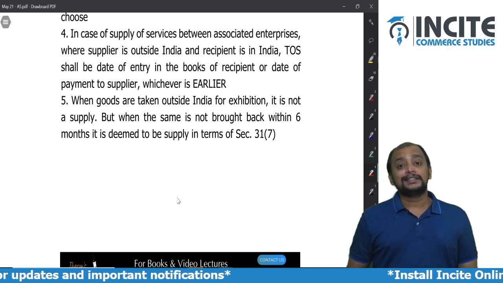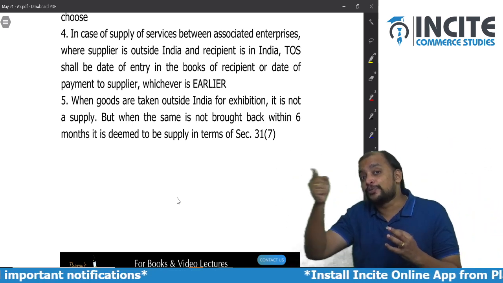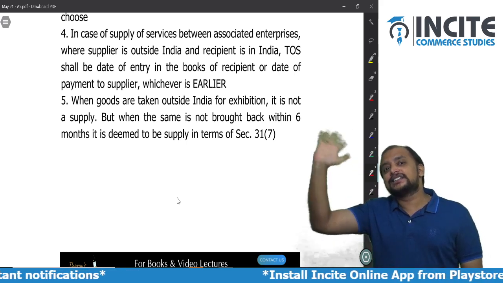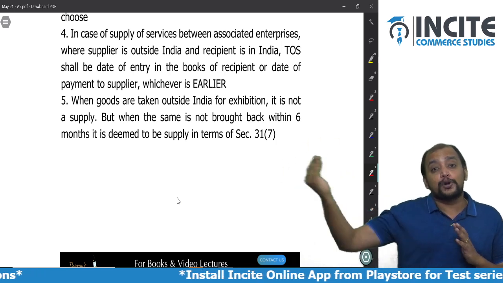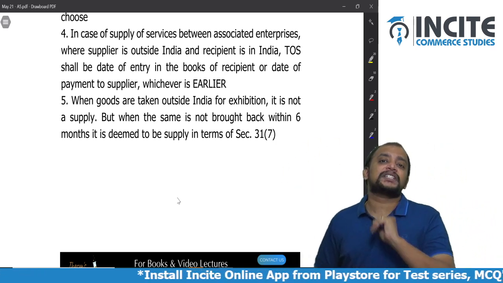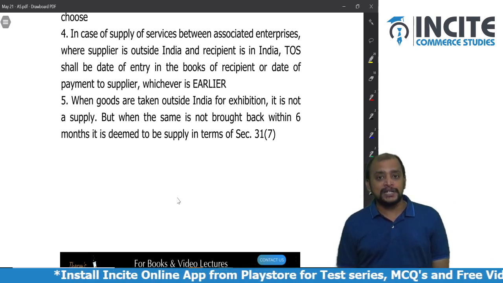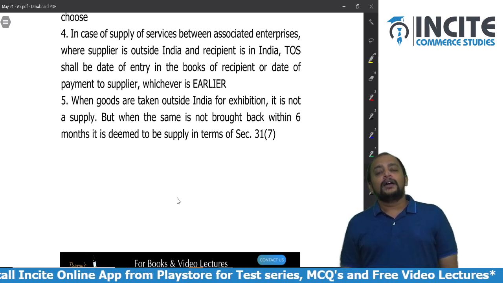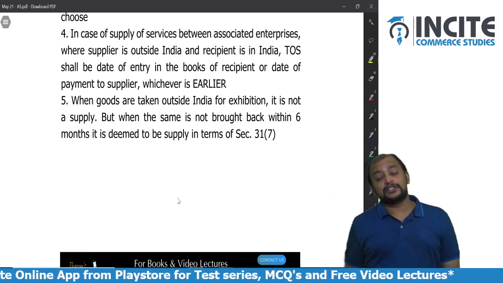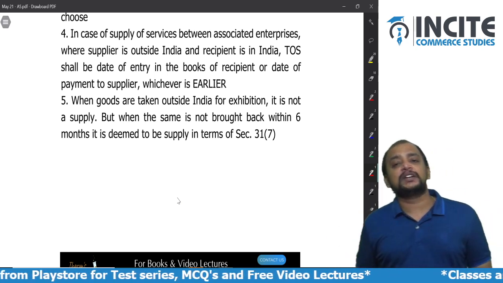But Section 31 subsection 7 comes into picture. If the goods are not brought back within 6 months, it is deemed as supply. Got it? Why? What does Section 31 subsection 7 say? In case of sale on approval or on return basis, the due date of invoice will be as and when the supply takes place, or 6 months from the date of removal, whichever is earlier. So there is a deeming fiction inbuilt in that.